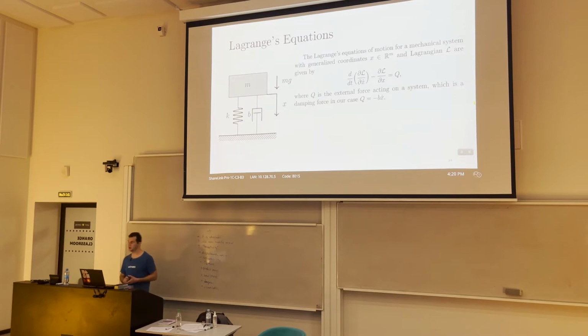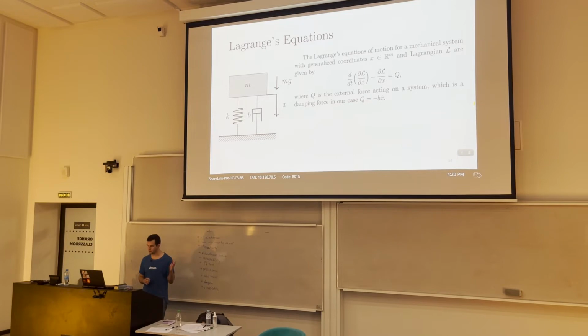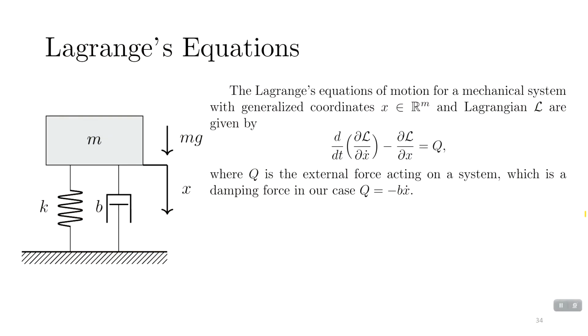But here it's not isolated. We have a damper, and a damper does not store any kind of energy. It just dissipates energy. So it is actually an external force which is applied to a body, and this is why we have a Q. And Q is the external force acting on the system, and in our case it will be minus B times x dot. B is the damping coefficient, x dot is the velocity.